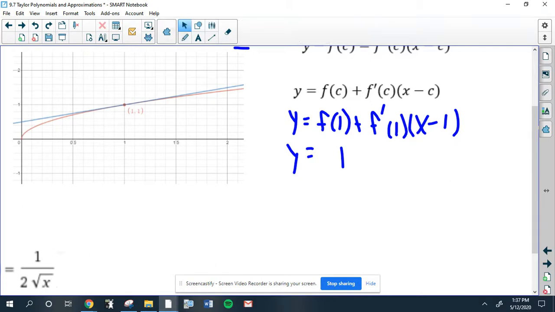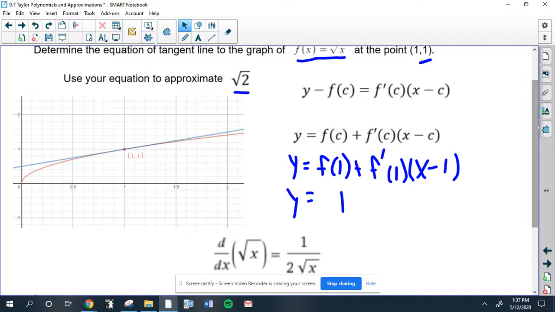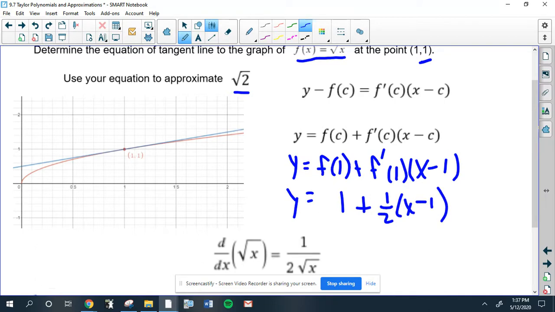The derivative of the square root of x is, this is really lazy, use Wolfram for that. The first derivative of the square root of x is 1 over 2 root x. So if you plug in 1, you're going to get 1 over 2. And that's it. That's the equation of the tangent line. If you look at my graph over here, that blue line should be y equals 1 plus 1/2 times the quantity x minus 1. And you can see it does hug the graph pretty well around this area.